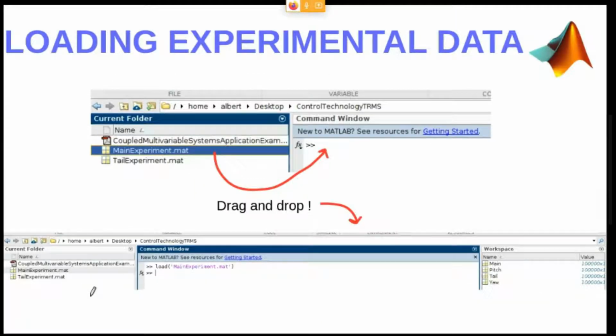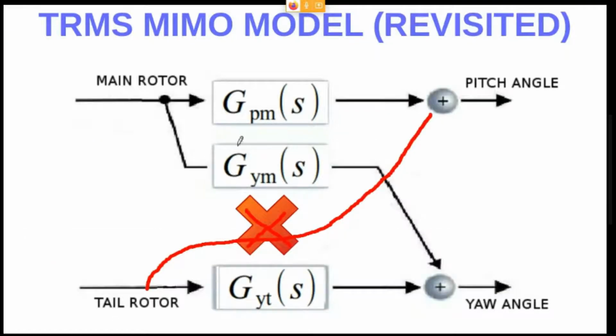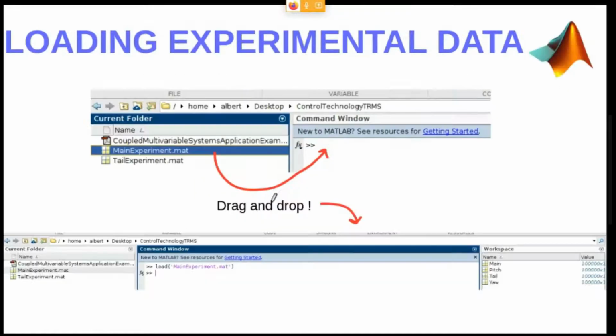So now we're going to load all these experimental data in order to find not 4, but 3 transfer functions, PM, YM, and YT, because PT is 0, right? So first of all, we have these 2 experiments here in the current folder. Remember that we have a folder in control technology, right? So we have both signals in here, these 2 MAT files.